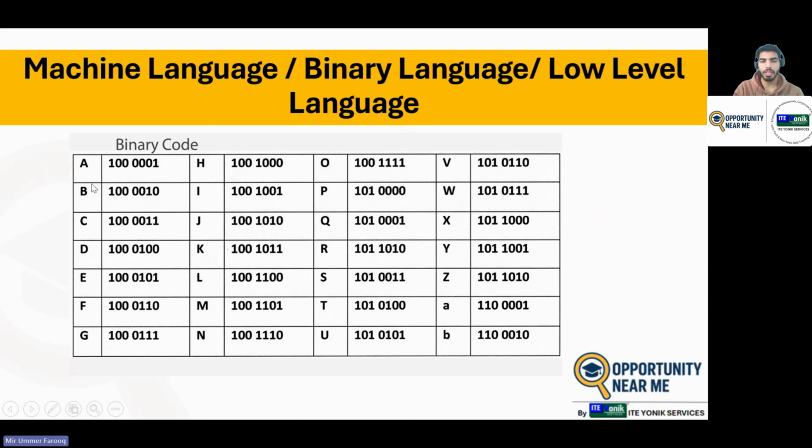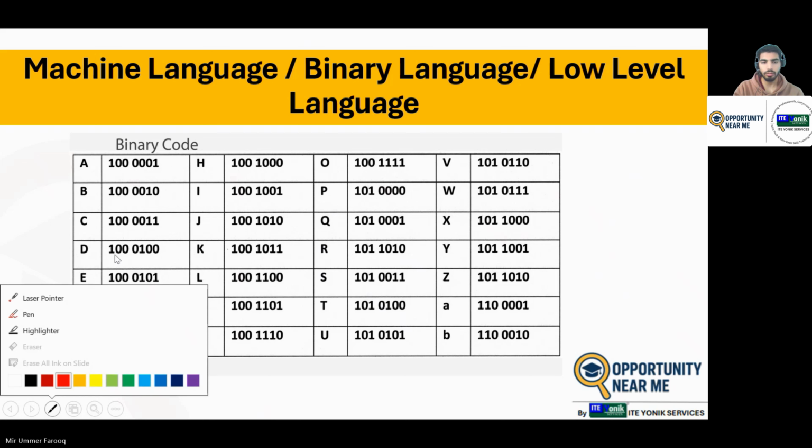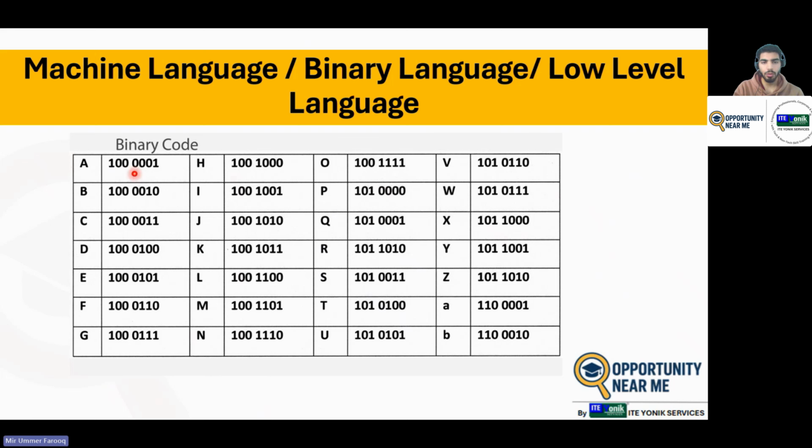Let's say you want to represent A in your machine. So you have to give this code to your machine. In the same way, if you want to represent any of these letters, you have to use these codes. In a similar way, we have codes for lowercase letters as well from A to Z. We have binary codes for numeric characters and for special characters in a similar manner. So this is a simple way to understand how we can represent our alphabets in binary language.